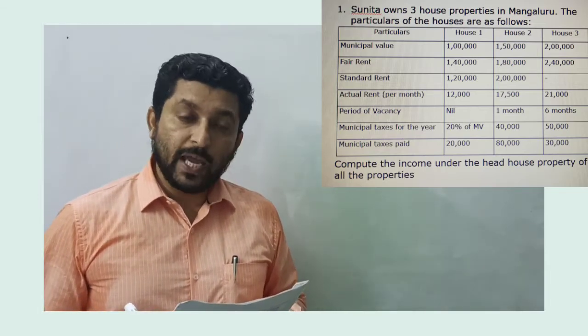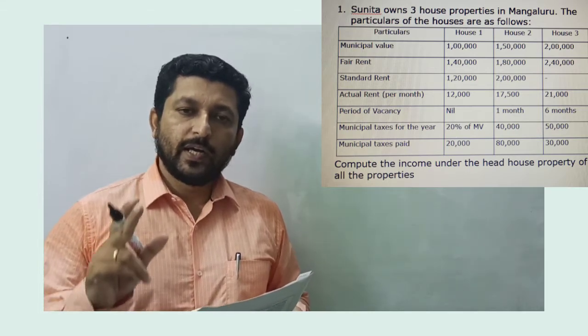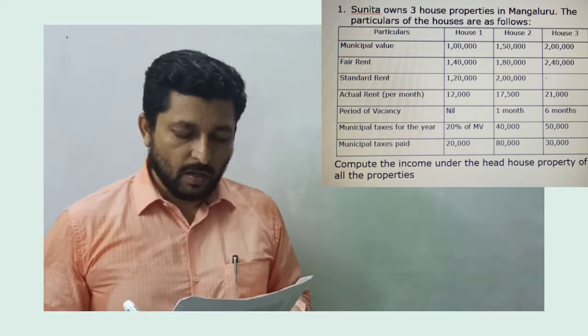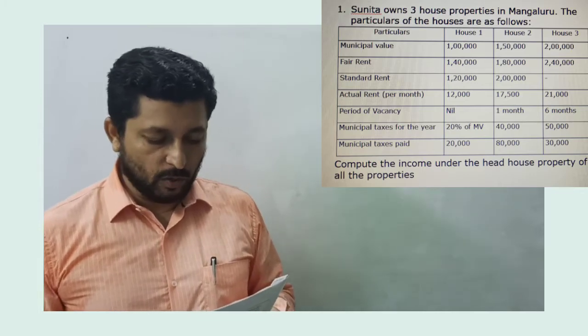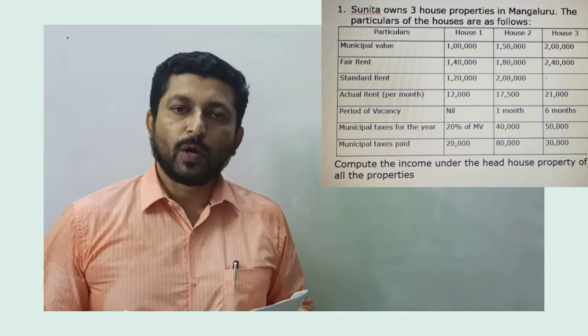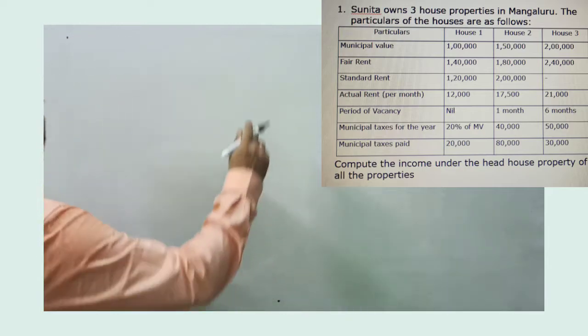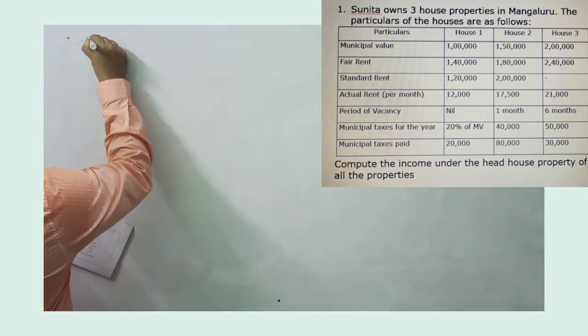Municipal taxes paid is given. Remember, under section 23 we deduct municipal taxes paid, and municipal taxes pertaining to house 1 paid is 20,000, house 2 is 80,000 and house 3 is 30,000 rupees. Now the question, compute the income under the head house property for all the properties. So we will solve this particular problem. So I record over here solution.